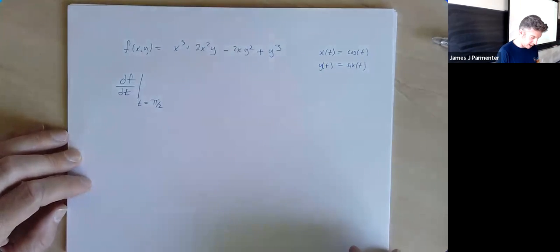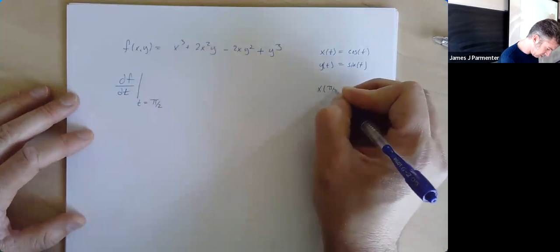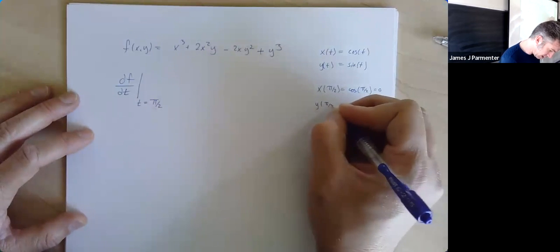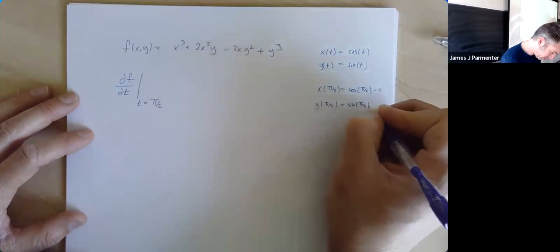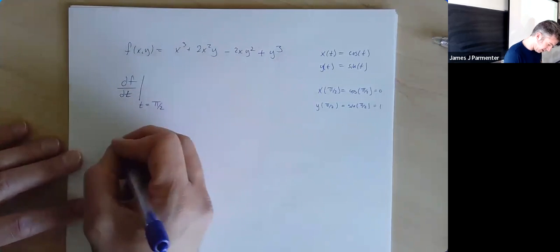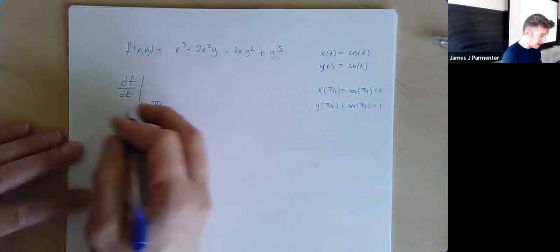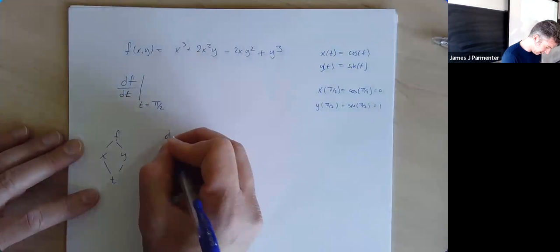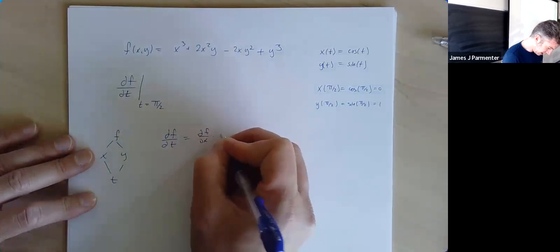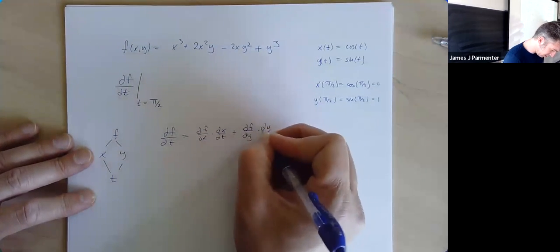I'm going to point out a couple things I think we should do. First of all, we should figure out that x of pi over 2 is cosine of pi over 2, which is 0. Y of pi over 2 is sine of pi over 2, which is 1. And now let's start taking the derivative. We should write the pathway. So f is a function of x and y, which are both functions of t. So df dt, without any evaluation, is going to be del f del x. I do think you should write this part down unless it's actually given to you, just so that the person grading your work knows that you know what you're doing.